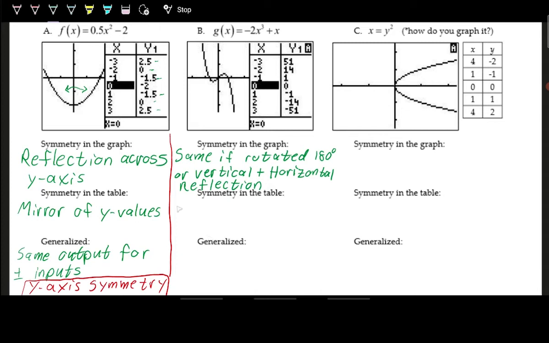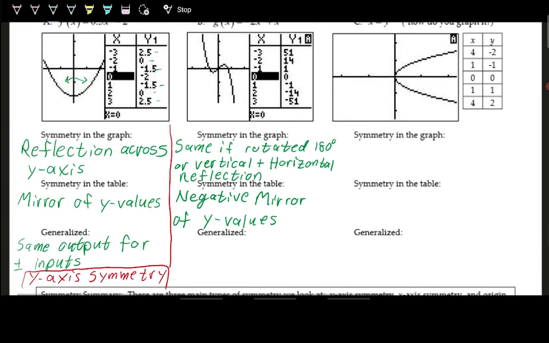So in the table, we can say it's kind of like a mirror, but it's like a negative mirror. Whatever you see on one side, the negative thing comes out on the other side of the mirror of the y values. So we can generalize this in a similar way to how we generalized the first part. Instead of saying it's the same outputs for the opposite inputs, it's actually opposite outputs for the opposite inputs, or the plus and minus inputs. We call this one origin symmetry.